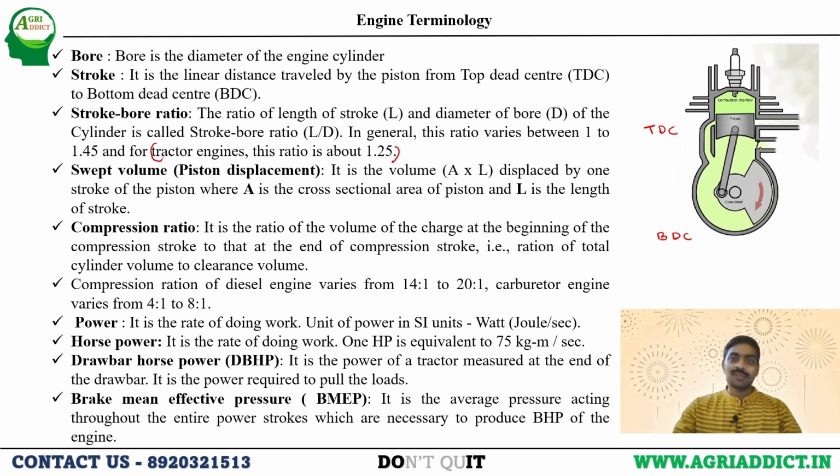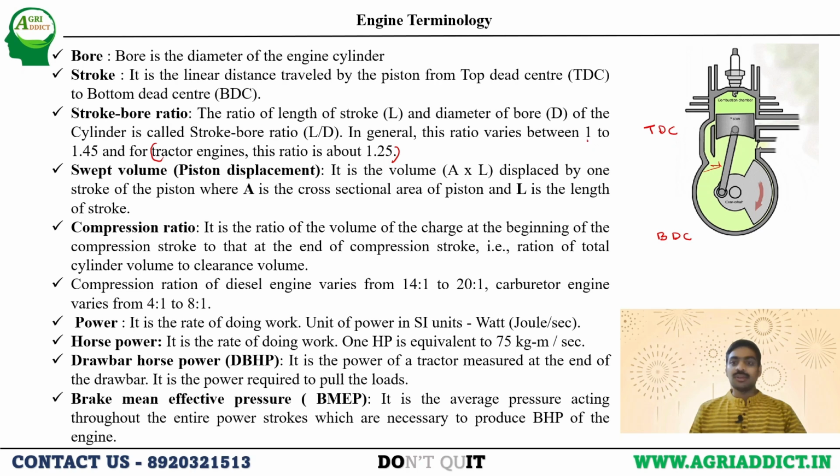Now looking into the terminologies present in the engine. First is bore. Bore is the diameter of the engine cylinder. And what is stroke? It is the linear distance traveled by the piston. This is a piston, right? The linear distance traveled by the piston from the top dead center to the bottom dead center is called the stroke. And the stroke-bore ratio is the ratio between the length of the stroke and the diameter of the bore of the cylinder.